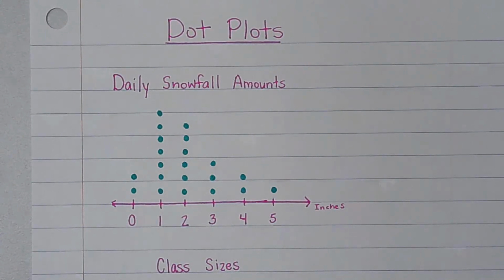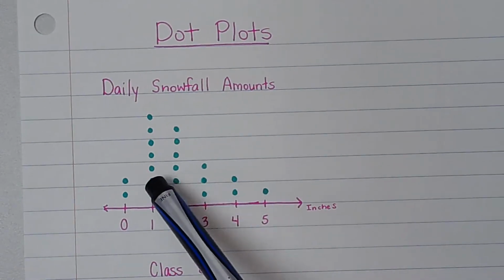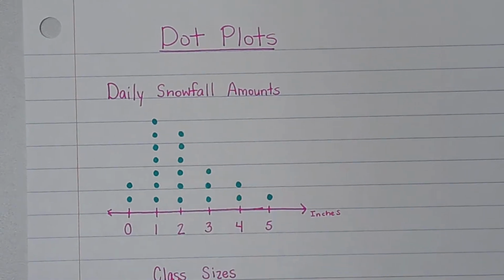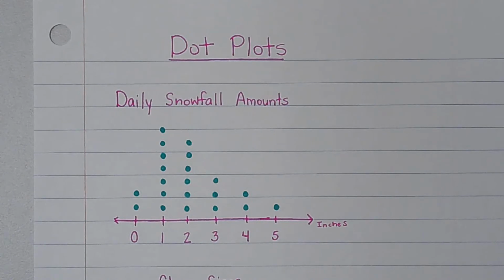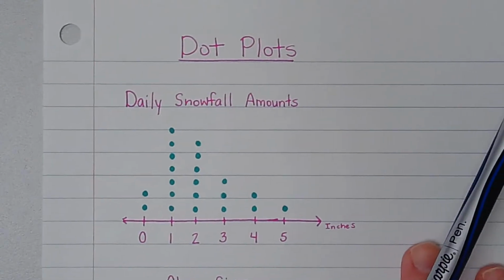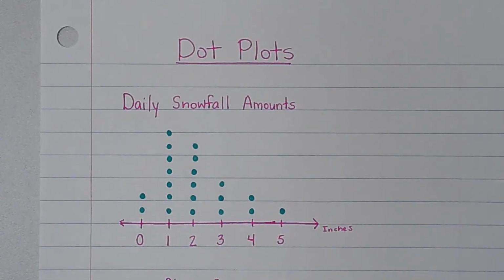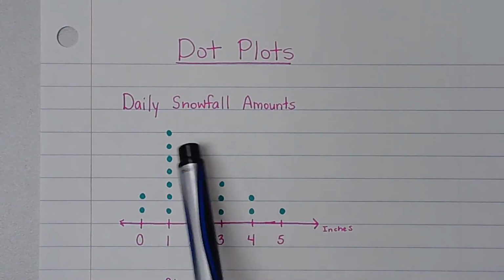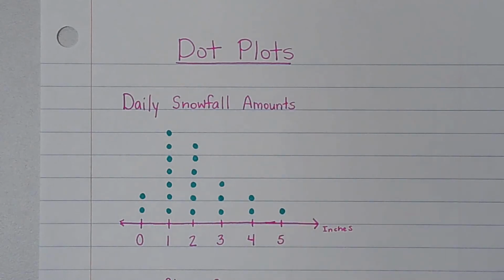Our next type of graph would be dot plots. Dot plots sometimes are shown with dots and sometimes they're shown with X's, but either way it's called a dot plot. And how you read these is you just look at the axis down here, and it'll tell you your unit. Sometimes it says it over here, sometimes it'll say it underneath, but you can find that. So these are the number of inches, and our title says daily snowfall amounts.